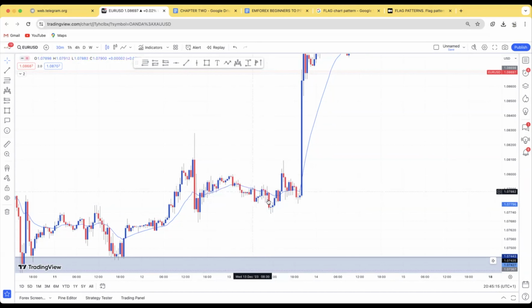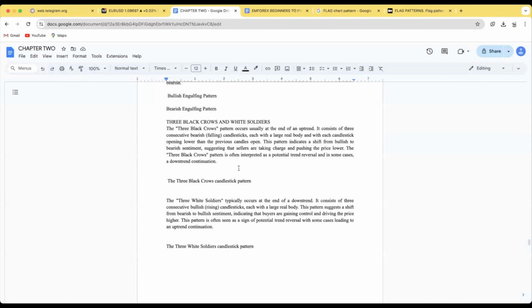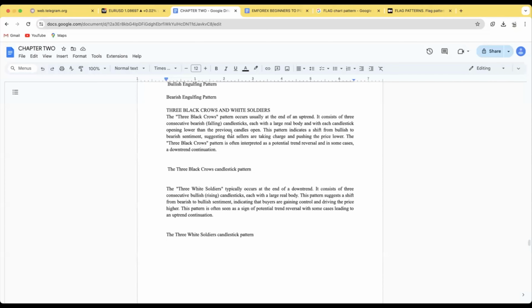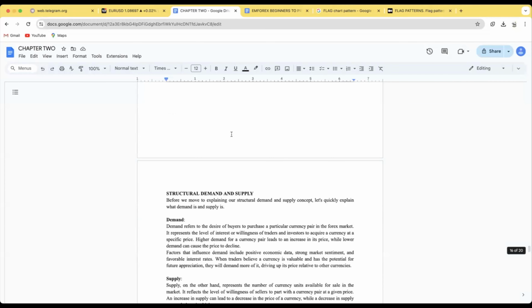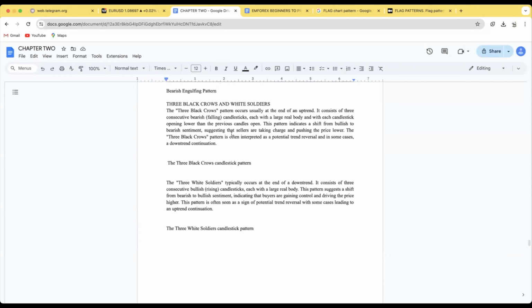The market will always be in constant motion. There are times you see an engulfing pattern occur in the Asian session. It doesn't really have momentum to push. Why? Because there is no volatility. So you need to do these things when the market is actively trading, when the market is actively in session. You can just go through this. These are three black crows and three white soldiers. So that's it for candlesticks.